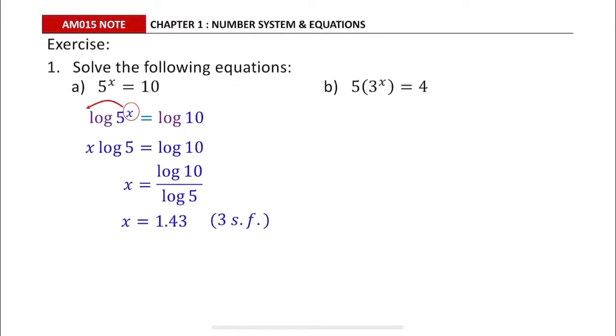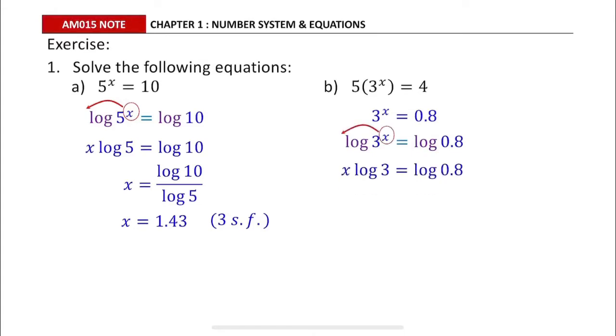For question 1b, we divide both sides by 5 first so that only the index is on the left side, and we get this equation. By taking log both sides, we can use the power rule law to transfer x to the front of log. Then we can solve for x and leave the answer in three significant figures.